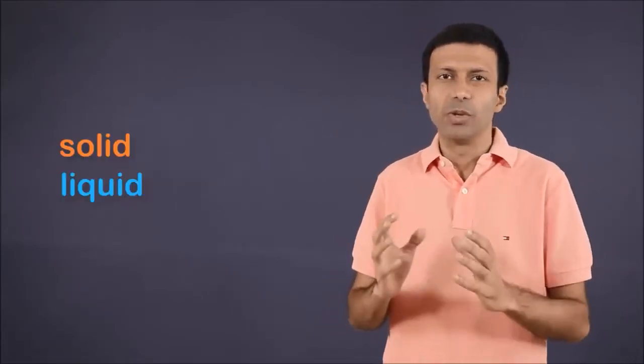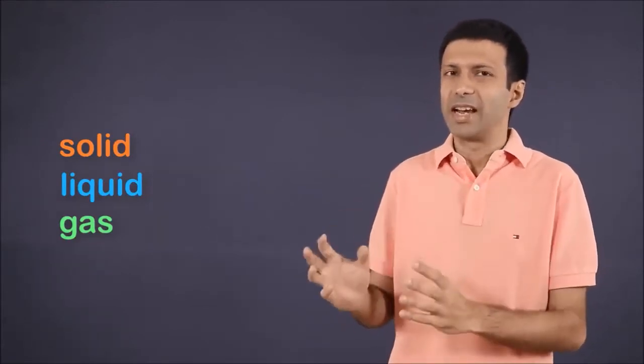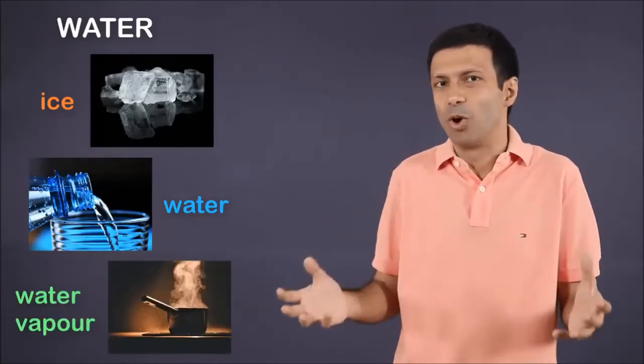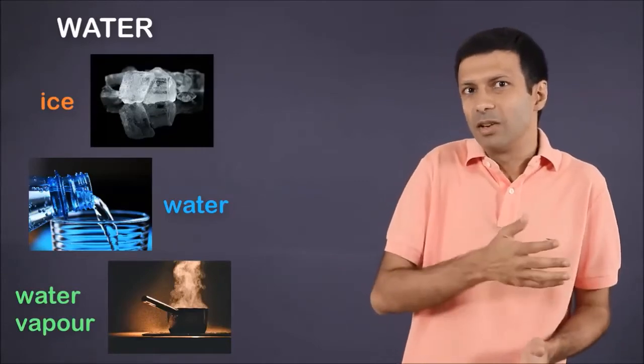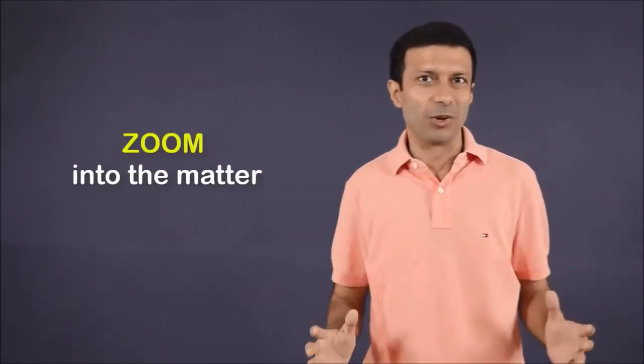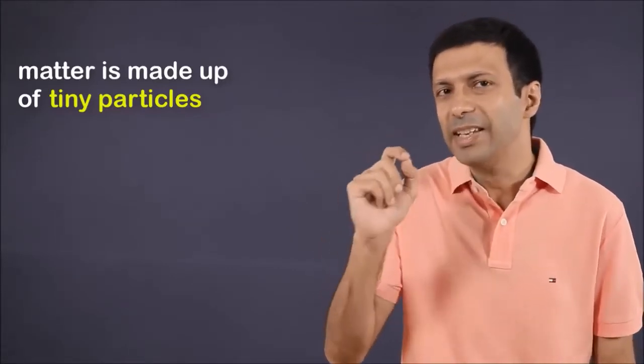We have discussed the difference in properties between solids, liquids and gases. But what makes something a solid, a liquid or a gas? For example, if you take water, it can exist in all three forms: ice, water and water vapor. Now it's the same substance, water. So how can it exist as a solid and a liquid and sometimes a gas? To answer this question, we need to zoom into matter and take a closer look. As you may already know, all matter, whether solid, liquid or gas, is made up of tiny, tiny particles.